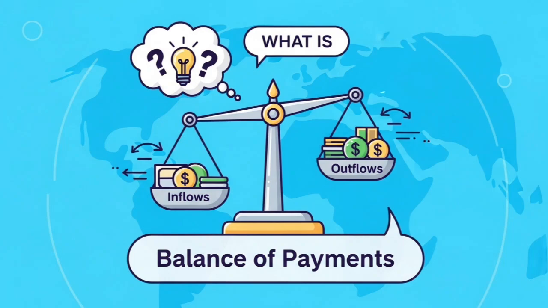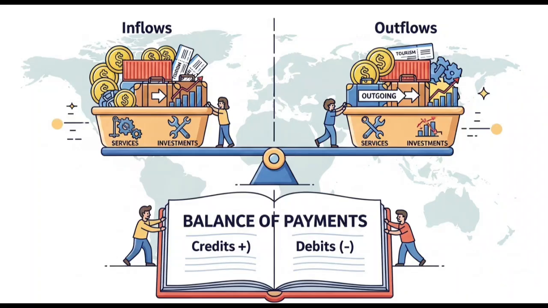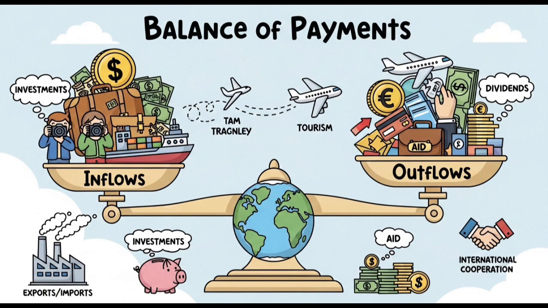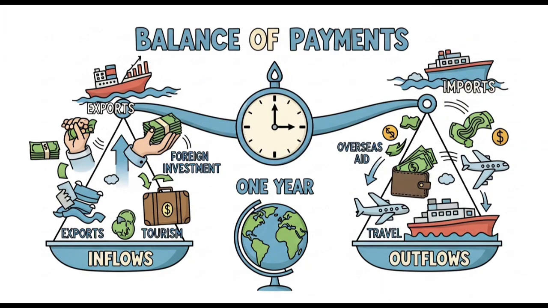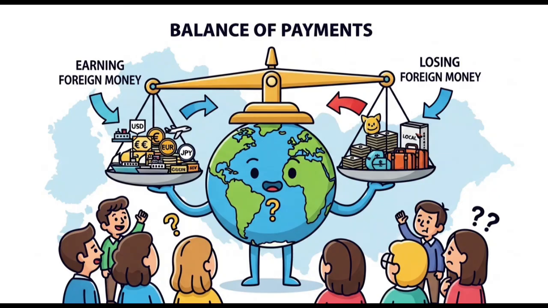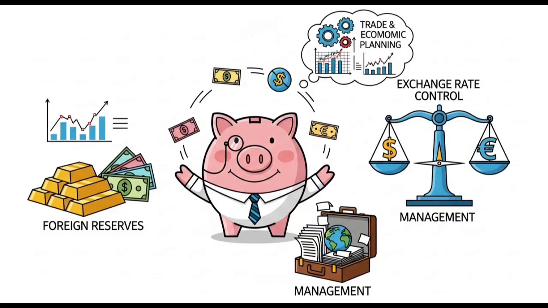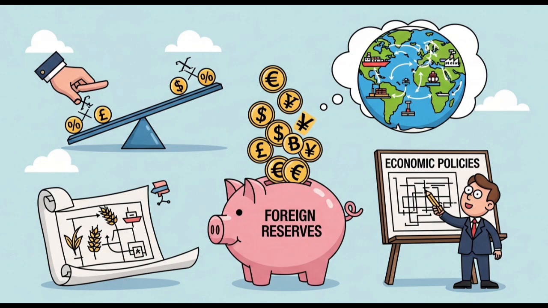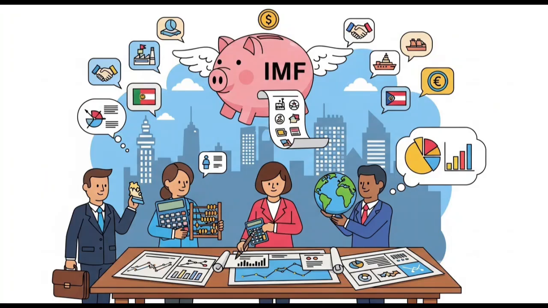What is balance of payments? Balance of payments is a record of all economic transactions between a country and the rest of the world during a specific period, usually 1 year. It shows how much money comes into the country and how much money goes out. BOP helps a country to know if it is earning or losing foreign money, manage foreign reserves, control the exchange rate, plan trade and economic policies, and decide about loans and IMF programs.